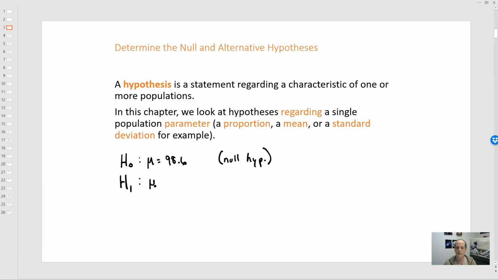And it could be one of three things. We could say that we now think it's less than the status quo, 98.6. It can only take on one of these three things, but I'm going to write them all down. We might say it's gotten higher. Or we might just say it's no longer 98.6, so we use not equal to 98.6, and we're not going to commit to whether we think it's less than or greater than. So these would be possible alternative hypotheses.